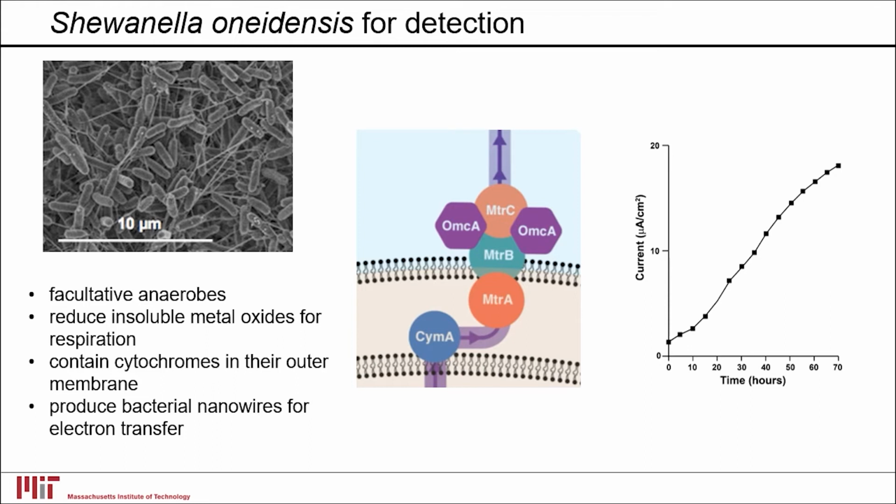We can see in the middle here that this is driven by a set of 5 different cytochrome-containing proteins. CymA is in the inner membrane. MtrA, B, C, and OmcA are near or on the outer membrane. We can see here on the right that when we have these bacteria colonize a carbon electrode, we see current grow in slowly over time over the course of several days.